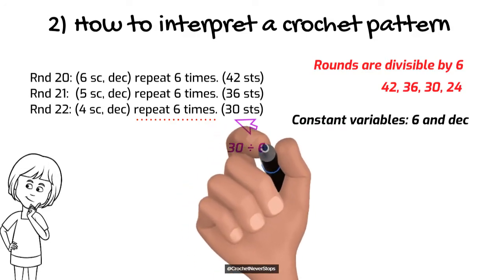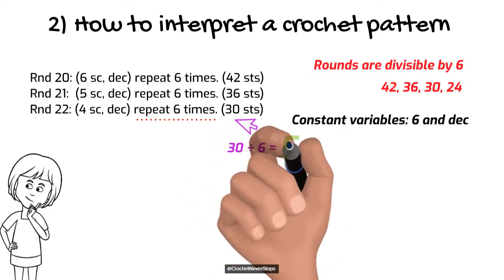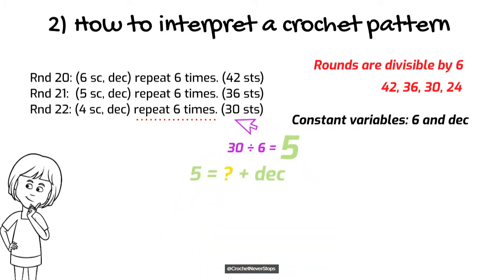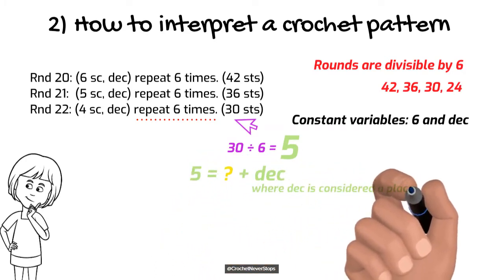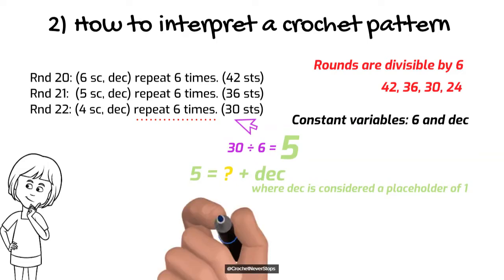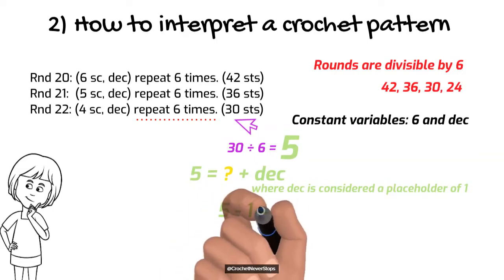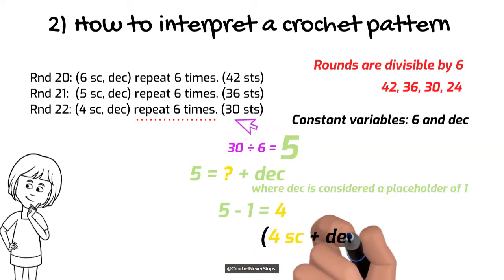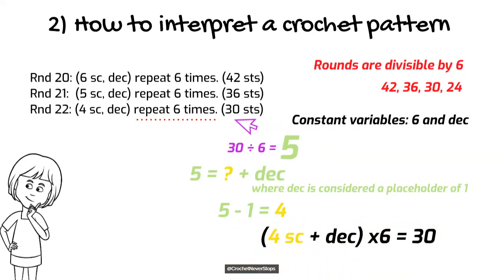There's 30 stitches divided by 6 equals 5. 5 equals x plus decrease, where decrease is considered a placeholder of 1. So 5 minus 1 equals 4. So the answer is 4 single crochet plus decrease times 6 equals 30.